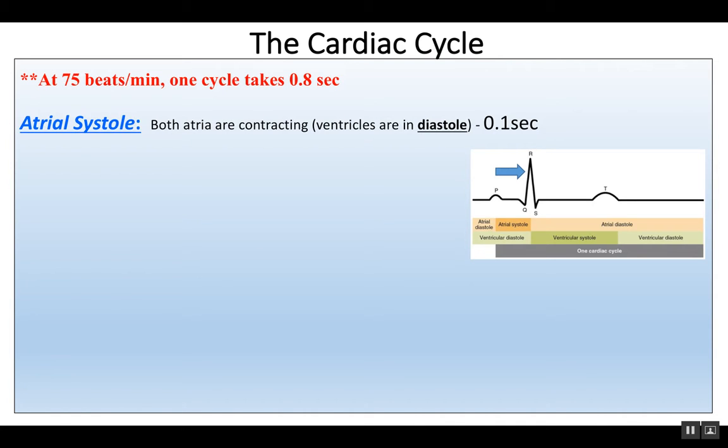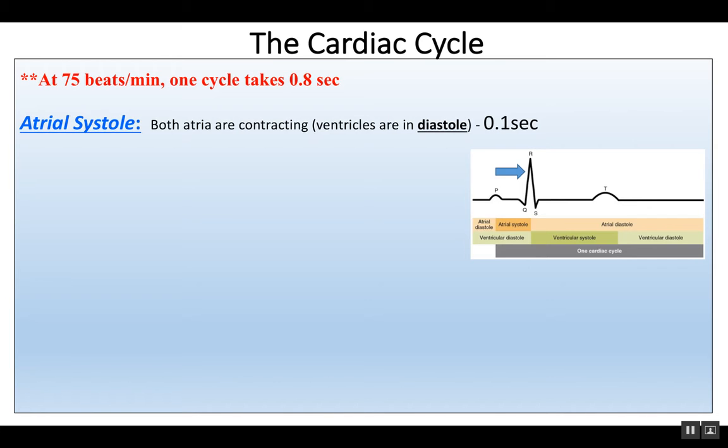We're going to use 0.8 seconds as the length of a single cardiac cycle. That happens when the heart rate is 75 beats per minute. So each cycle is less than a second. This should make sense because if your heart rate was 60 beats per minute, a cycle would last 1 second. So we are in essence squeezing in 15 more beats in that minute, so each cycle must be less than a second.